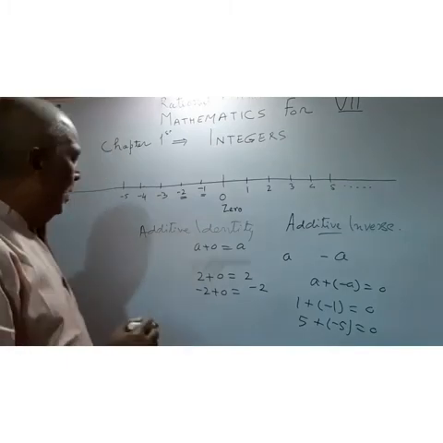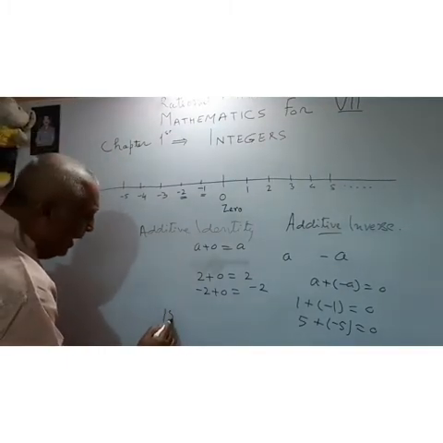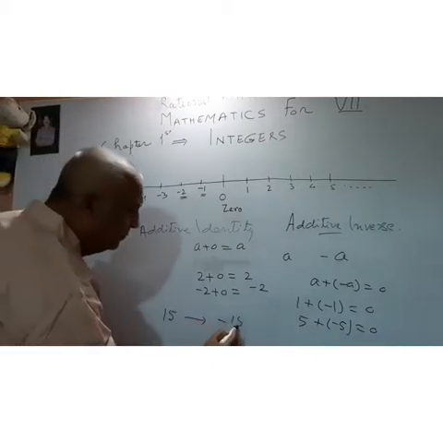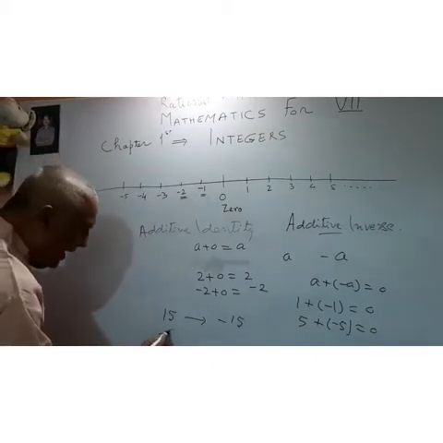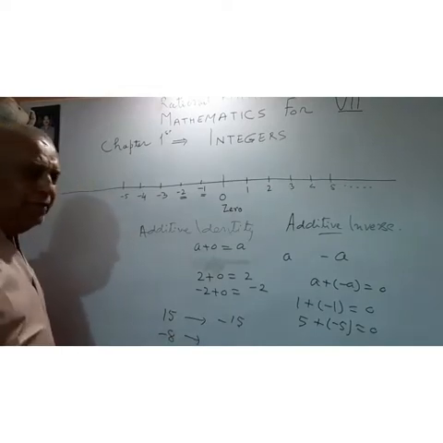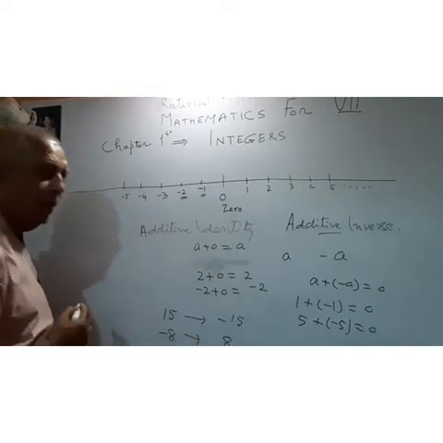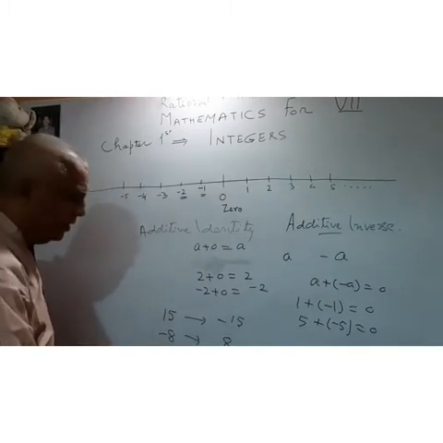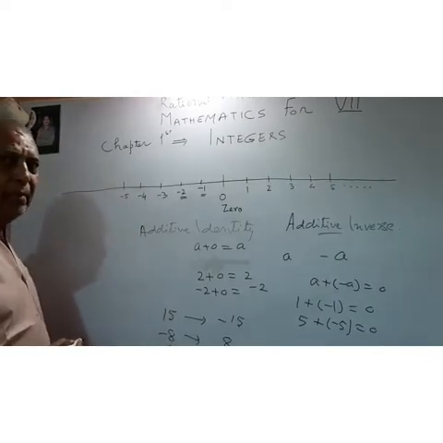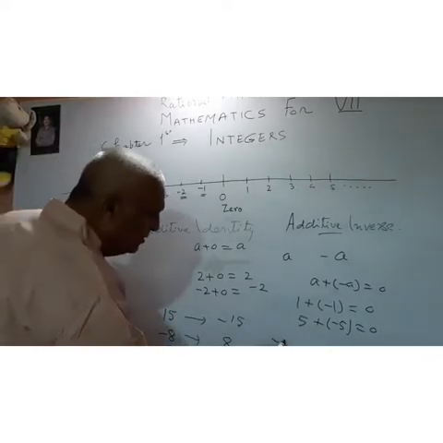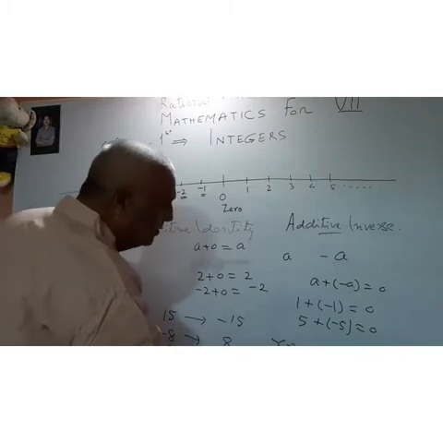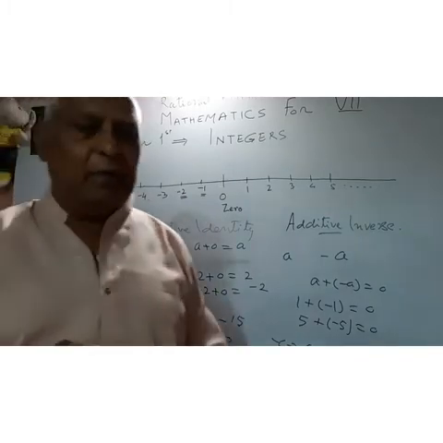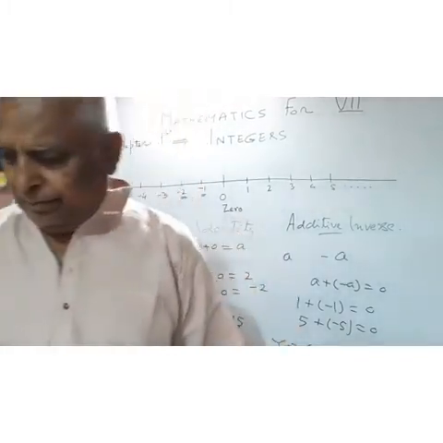Note, 15 has additive inverse as how much? Minus 15. Minus 8 has its additive inverse how much? 8. 7 has additive inverse how much? Minus 7. Minus 6 has additive inverse how much? 6, and so on. So this is the additive inverse property. You should note all these things.